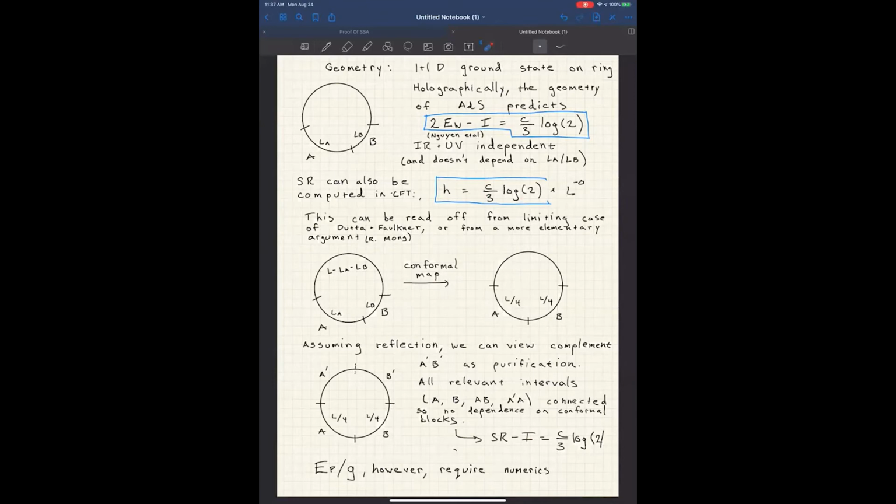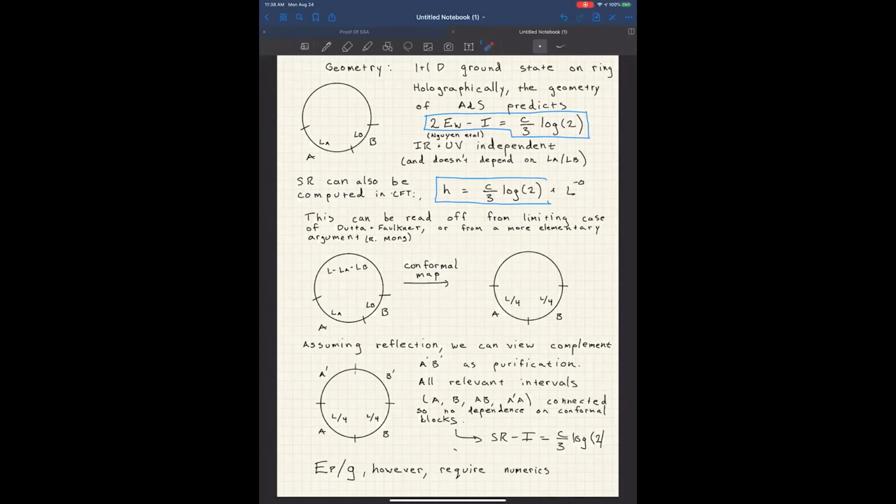My collaborator, Roger, had a simpler way of thinking about it in the particular case where you start with them touching from the start. Because they're touching, there are really only 3 important points on the circle, so you can always do a conformal map to map those 3 points to be at equal intervals. So we're going to map them to be L/4 and L/4. Then if you assume reflection symmetry, you can think of the ground state on the ring as the canonical purification for A and B, precisely because these 2 regions, A prime and B prime, are just the mirror image of A and B. So in that sense, the ground state is the canonical purification after you've mapped it to these equal intervals.